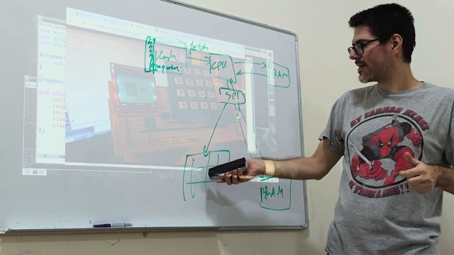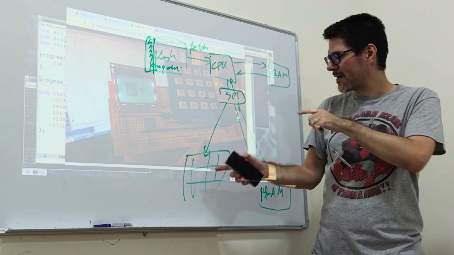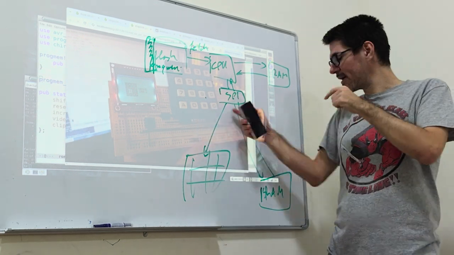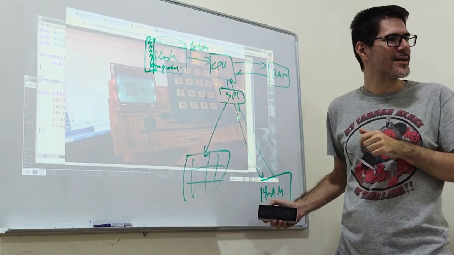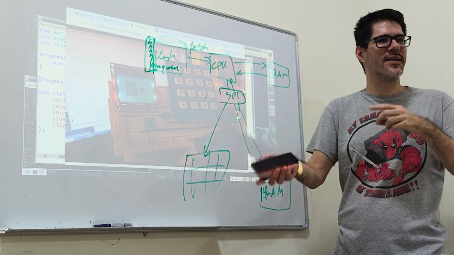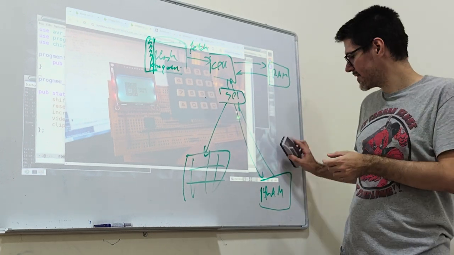Actually, it's the other way around. The screen uses SPI, and that's why I picked an SPI RAM as well. I didn't want to muck around with having both SPI and I2C.